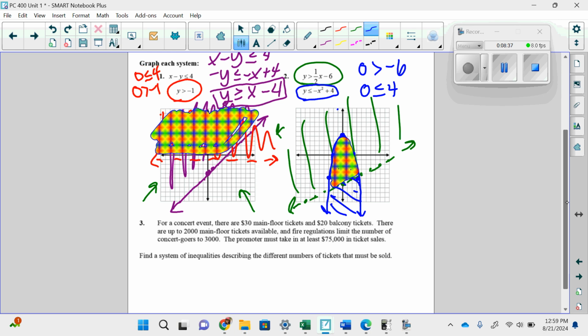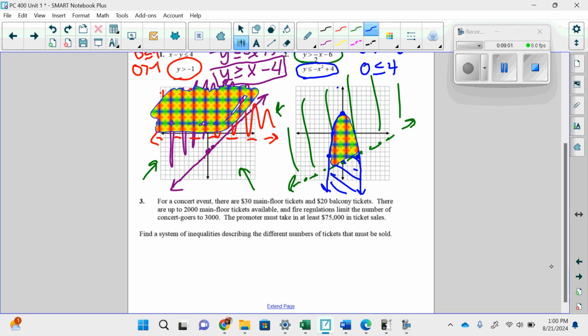For a concert event, there are $30 main floor tickets and $20 balcony tickets. There are up to 2,000 main floor tickets available, and fire regulations limit the number of concert goers to 3,000. The promoter must take in at least $75,000 in ticket sales. Find a system of inequalities describing the different numbers of tickets that must be sold. So we're not going to actually graph this. We're just going to practice setting up the system. This is going to be really helpful when we do the linear programming in a couple seconds here.